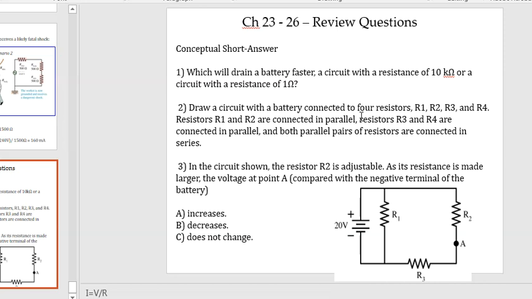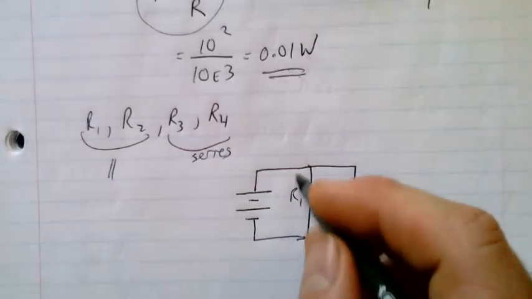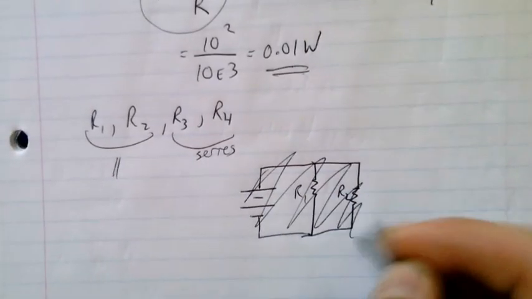R1 and R2 are connected in parallel, and R3 and R4 are connected in parallel, and both parallel pairs of resistors are connected in series. So let's take a look here. Certainly this is correct, but let me draw it in a slightly different way.